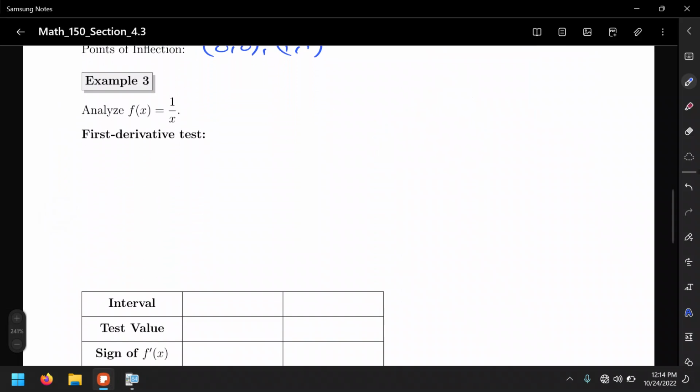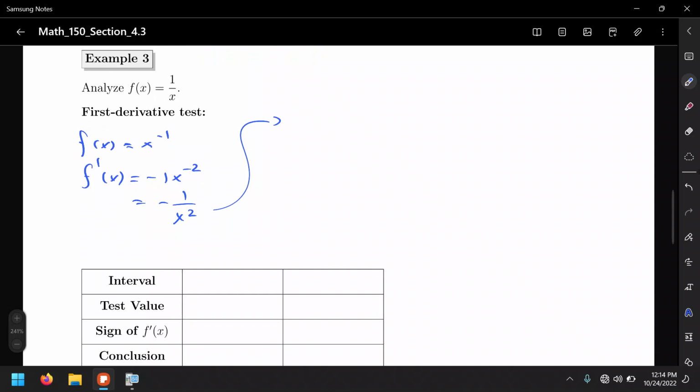Let's analyze f(x) = 1/x. So number one, we cannot differentiate this function while x is in the denominator. So f(x) = x^(-1), and f'(x) = -1 x^(-2), which is -1/x^2.